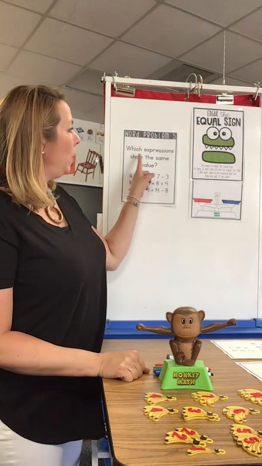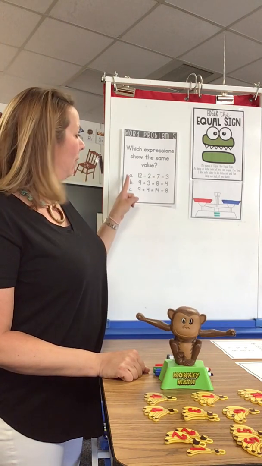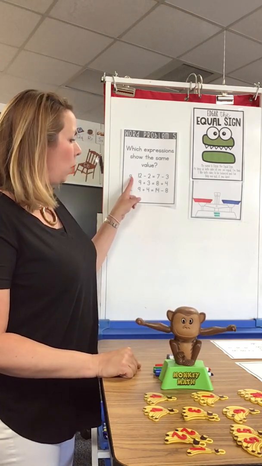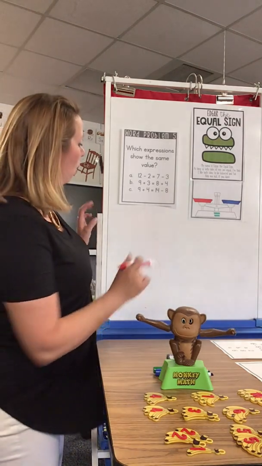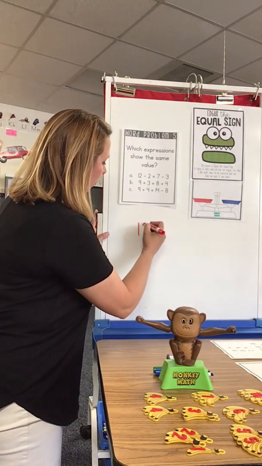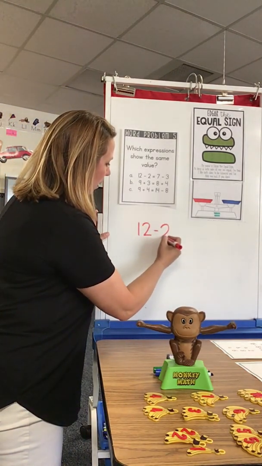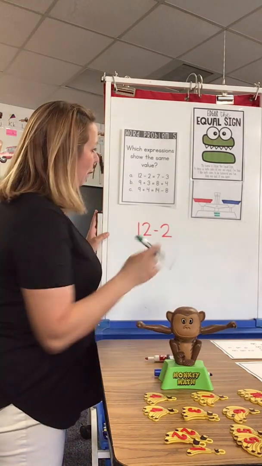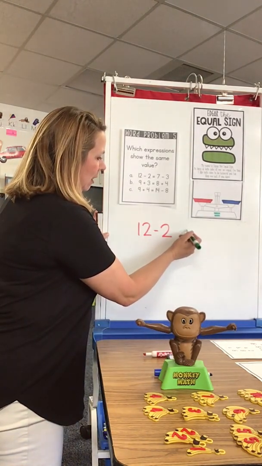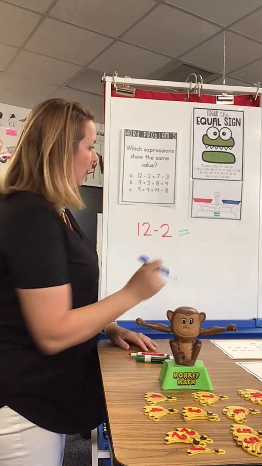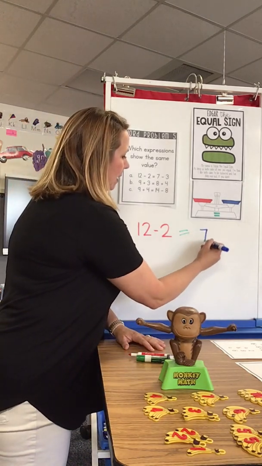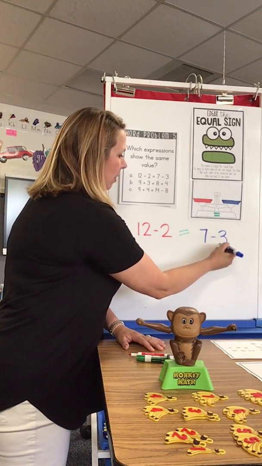This one says, which expressions show the same value? They've given me 3 different choices. That means I need to solve each choice to see if the numbers are the same, if they are balanced. Choice A says 12 minus 2 is the same as 7 minus 3.